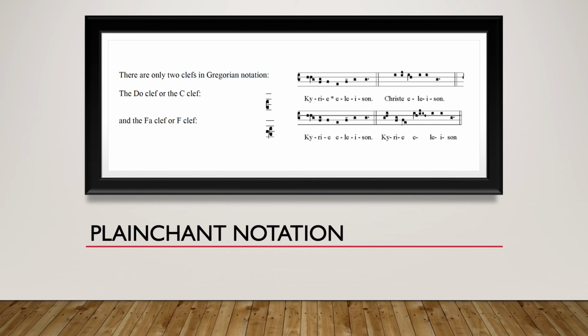There are 2 clefs, the do clef and the fa clef, also known as the C clef and the F clef. And this simply tells you where the do is on the lines. So instead of having a key signature, you just know where do begins. So if we were looking at this first line, Kyrie eleison, we would see that it is in a do clef, the C clef. So it is starting on do.